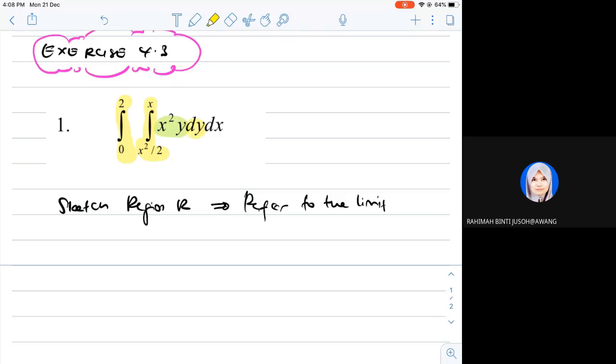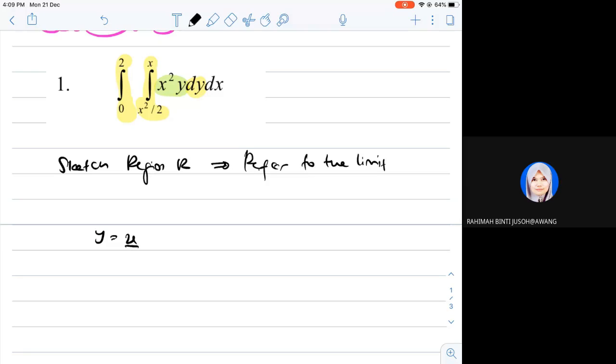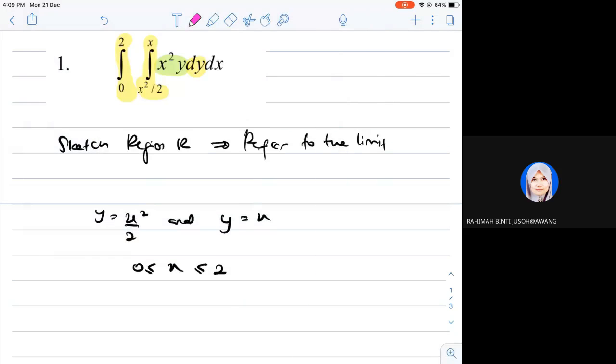Okay, so now we have the limit of y equals to x squared over 2, and then y equals to x. So we have two functions here. And then the limit of x is from 0 until 2. So let us sketch the region, guys. So now we have this region, x and y. Quadratic, x squared over 2. Yes, very good. Quadratic. So we have an upward quadratic parabola, right? We have something that looks like this. This is y equals to x squared over 2.